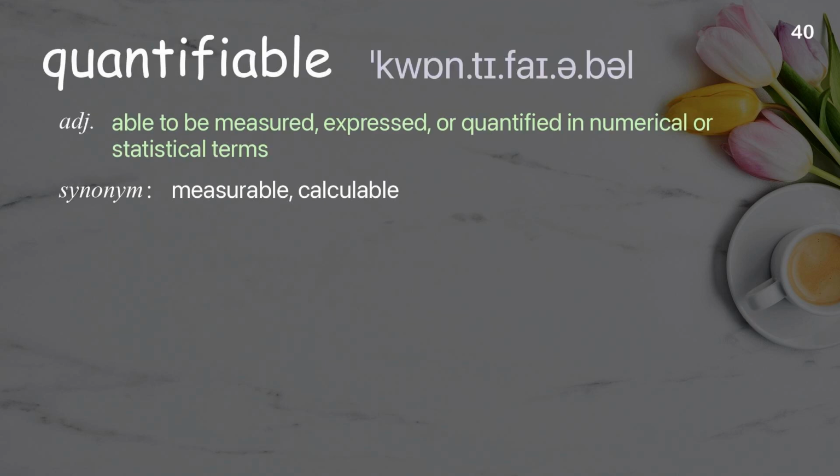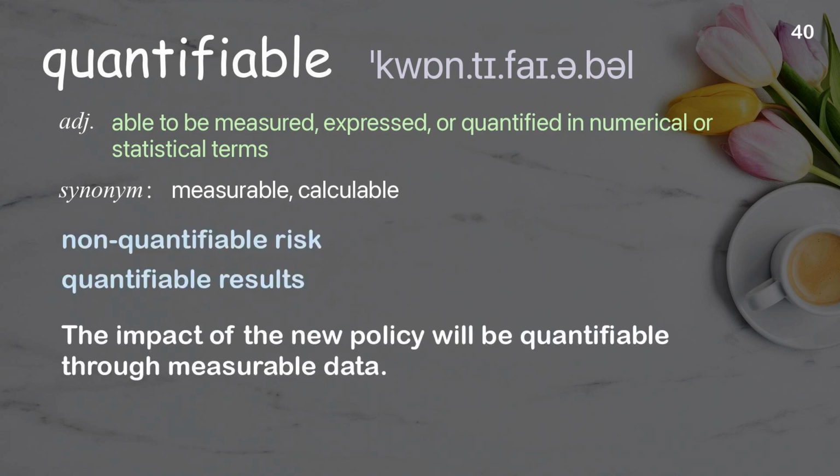Quantifiable. Able to be measured, expressed, or quantified in numerical or statistical terms. Examples: Non-quantifiable risk. Quantifiable results. The impact of the new policy will be quantifiable through measurable data.